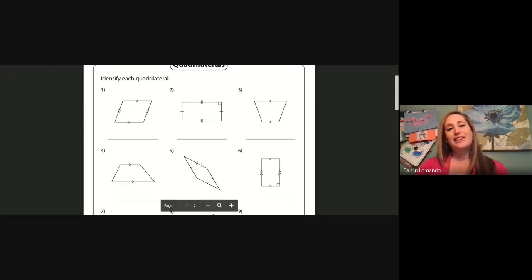Now, number 5 is a special kind of quadrilateral called a kite. I'm going to kind of skip over that one because it doesn't come up on our Google form. Let's take a look at number 6.